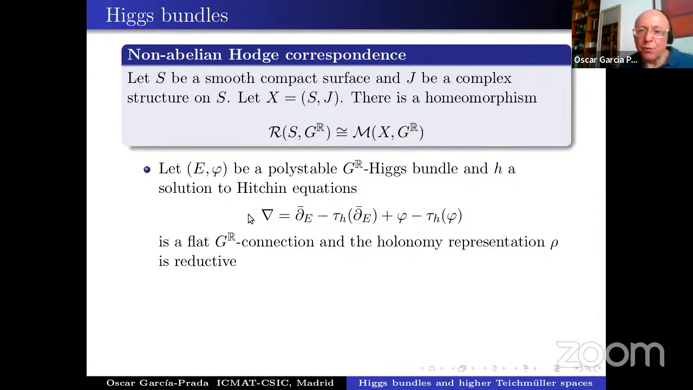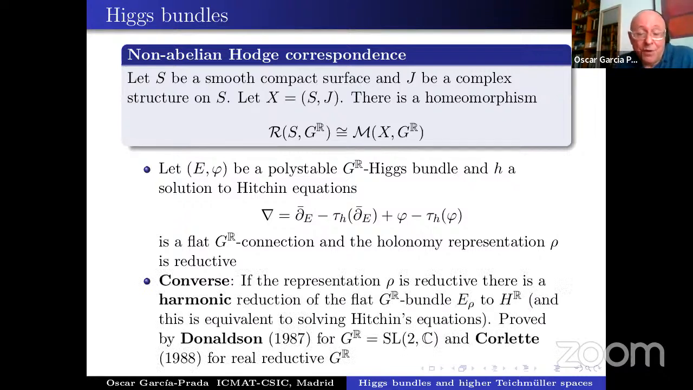One way to see this is that if Phi is polystable, then you have a solution to the Hitchin equations, and out of this solution you can construct a flat GR connection, that is a representation of the fundamental group, which happens to be reductive. That's one direction. Now the other direction needs another existence theorem: for a flat GR bundle, the existence of a harmonic reduction. Here we have a flat GR bundle, and we are looking for a reduction to HR. HR, remember, is also a maximal compact of GR, and we ask that it be harmonic. The existence of that, if the holonomy representation is reductive, was proved by Donaldson in a companion paper to that of Hitchin for SL2C, and then in this generality by Corlette.